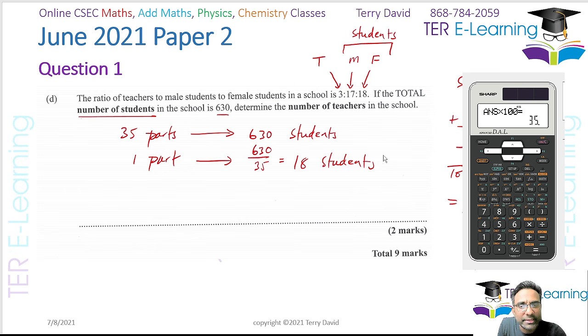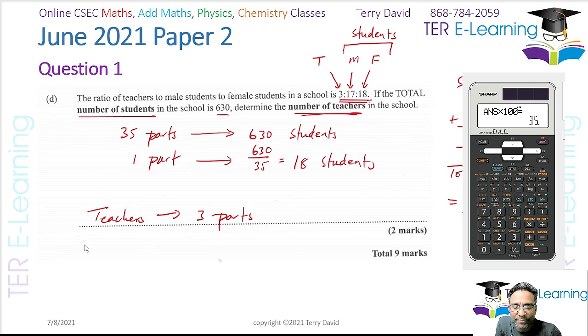So remember, the ratio here is actually made up of 38 parts, but one part is equivalent to 18 students. The question is asking how many teachers we have here. With respect to the teachers, from that ratio, we know that teachers correspond to 3 parts. But you already know what one part is. One part is equivalent to 18 students.